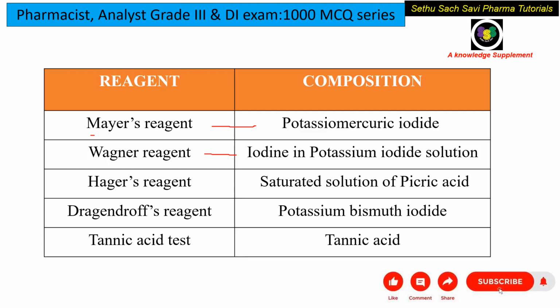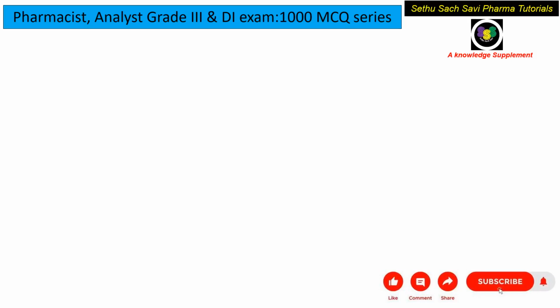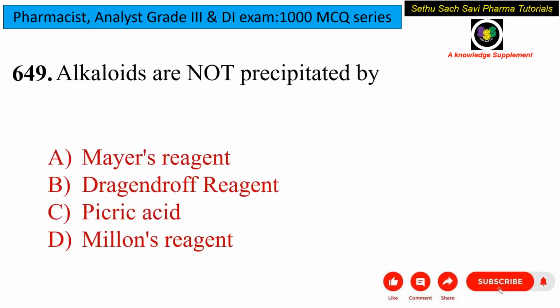Hager's reagent, it is yellow, right? So it is a saturated solution of picric acid. Dragendorff's reagent is always potassium bismuth iodide. Tannic acid test is done by using tannic acid, right? So here, as you can see, alkaloids can be precipitated by using Mayer's reagent, Dragendorff's reagent, picric acid, but not by Millon's reagent. It is mainly used for phenolic compounds or the proteins which contain tyrosine residues. Mainly for proteins we are using Millon's reagent.